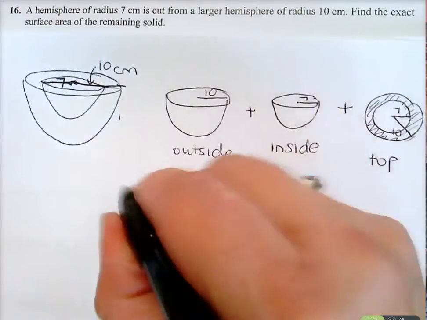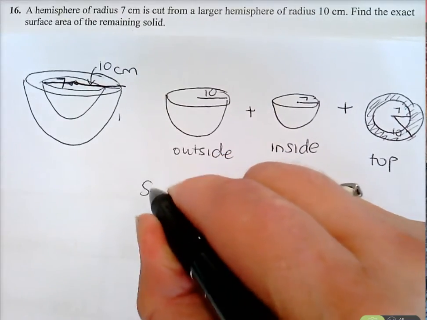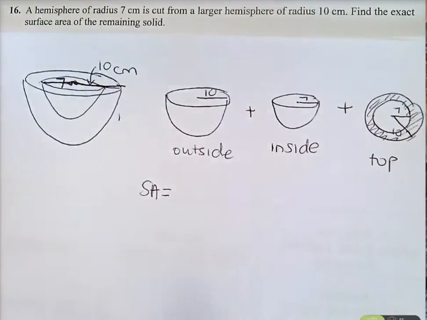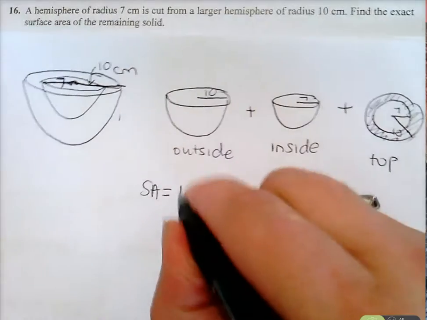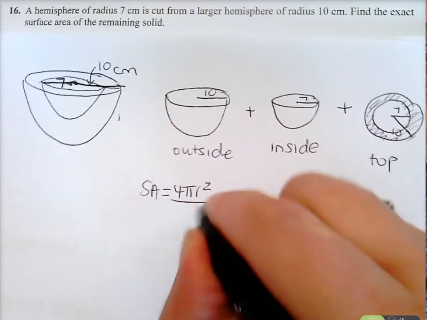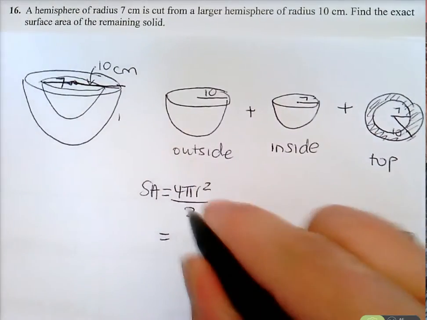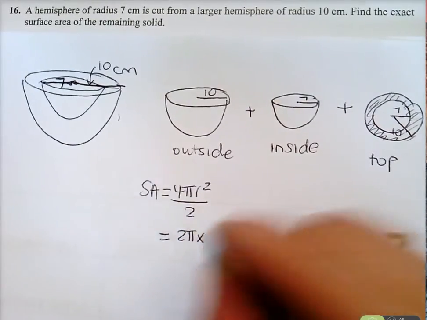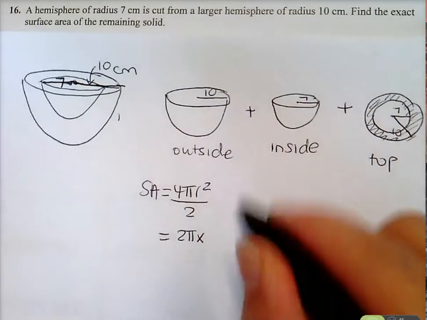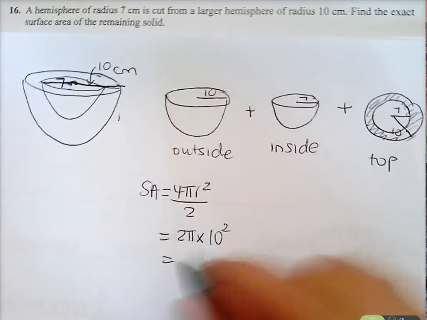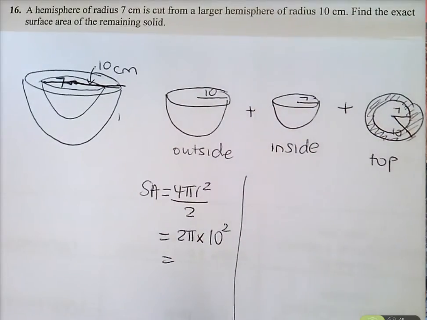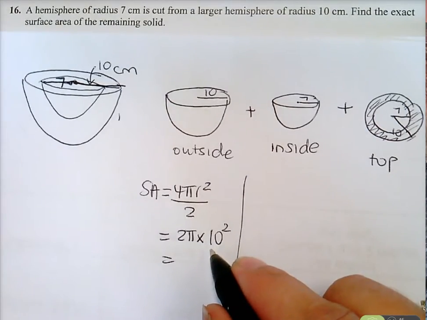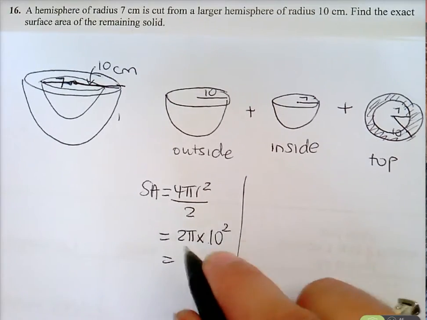How do you work out this hemisphere? Surface area is, what's the formula for that one? 4 pi r squared over 2. Now, isn't that just 2 pi r squared? So it's 2 pi times, what's the radius of that one? And what's that? Don't work them out. Just give it in terms of pi. You okay?